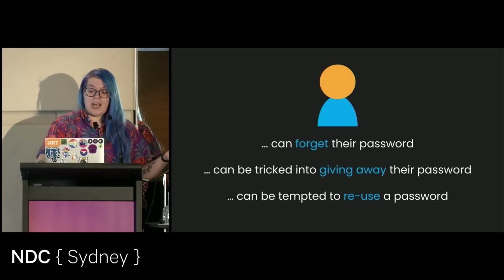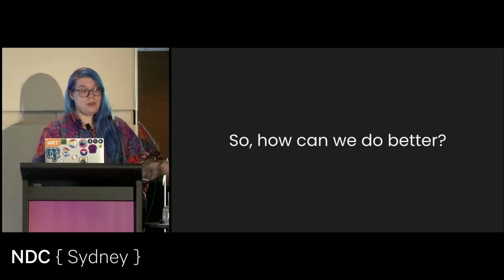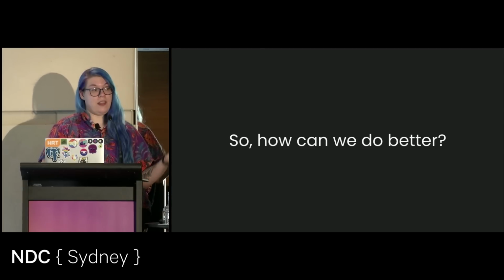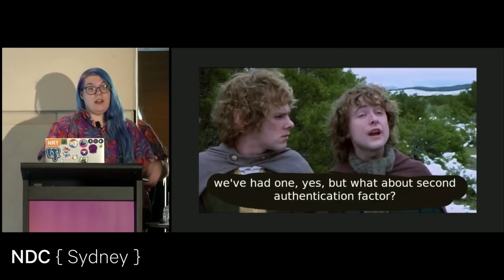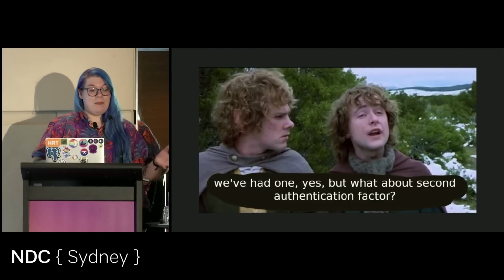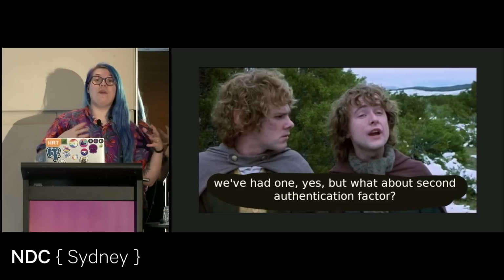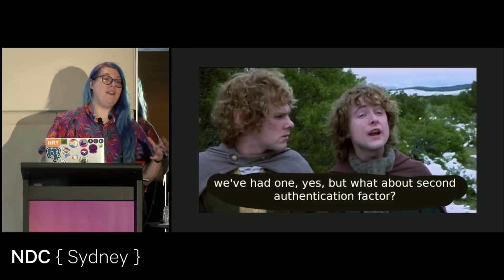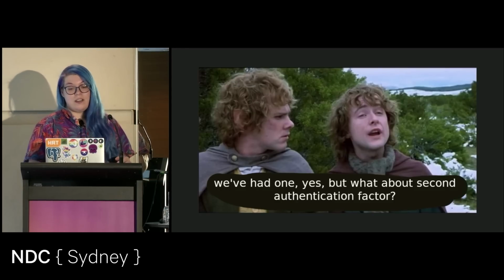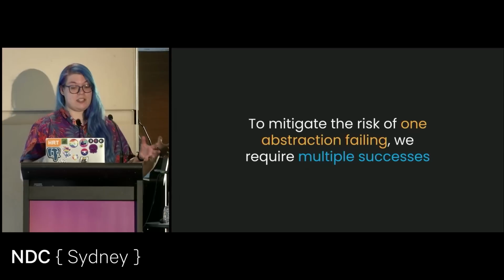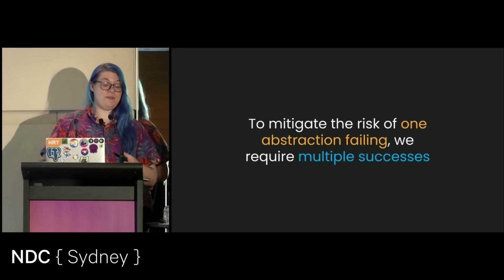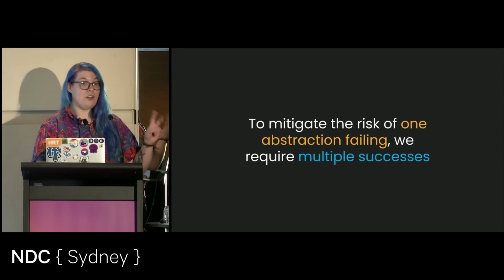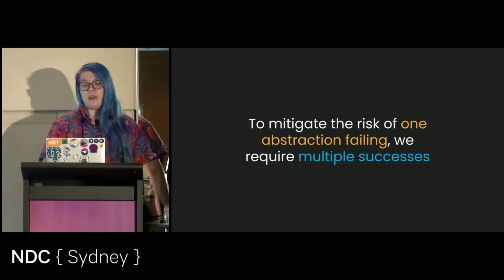So, how can we do better than this? Well, this is where the idea of multi-factor authentication comes in. Multi-factor authentication is when you require more than one thing in order to verify that a user is who they say they are. In other words, we mitigate the risk of one abstraction failing by requiring multiple abstractions to succeed. So even if one leaks, hopefully two or more won't, all at the same time.